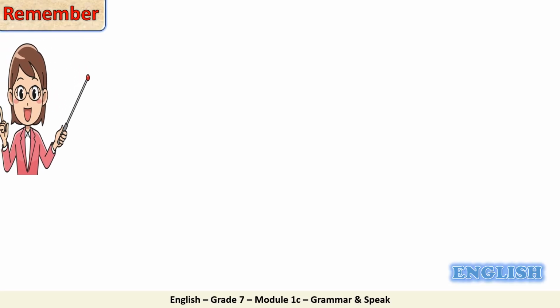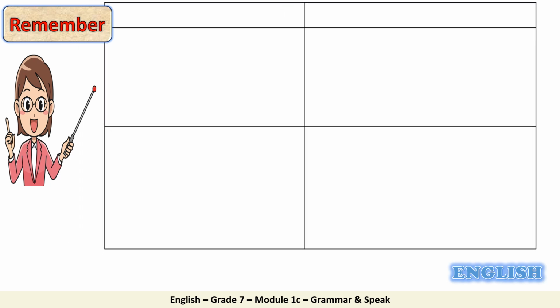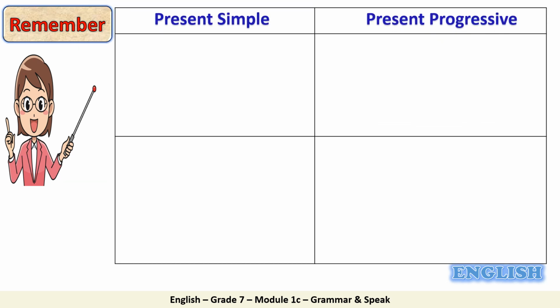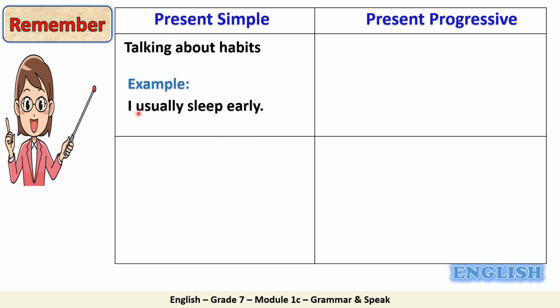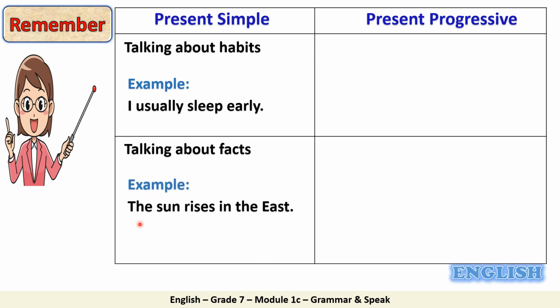In this slide, dear students, you have some important uses of both the present simple and the present progressive. First, we start with the present simple. The present simple is used when talking about habits. Example, I usually sleep early. It is also used when talking about facts. Example, the sun rises in the east.